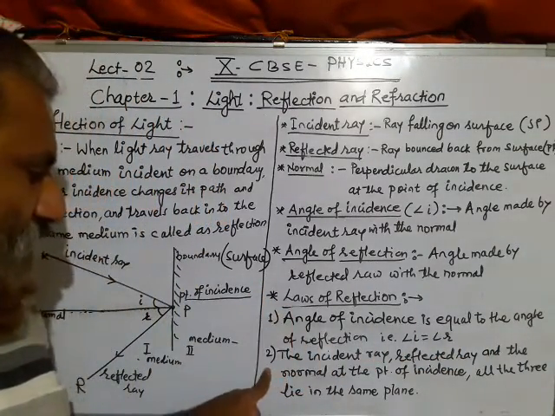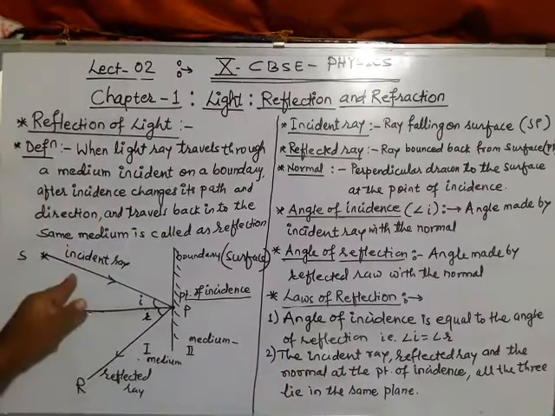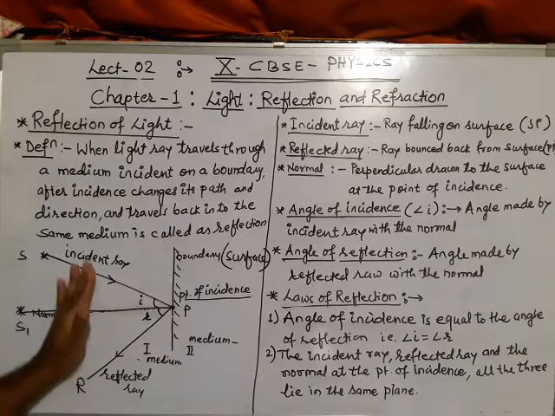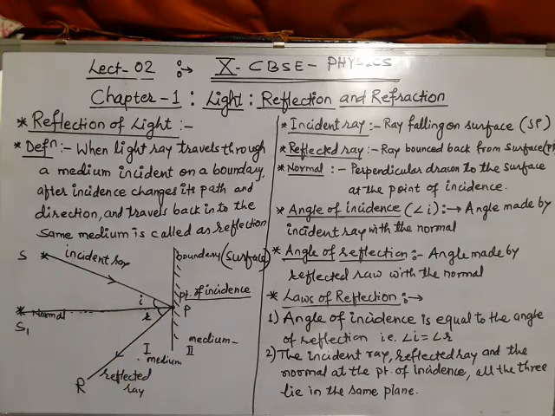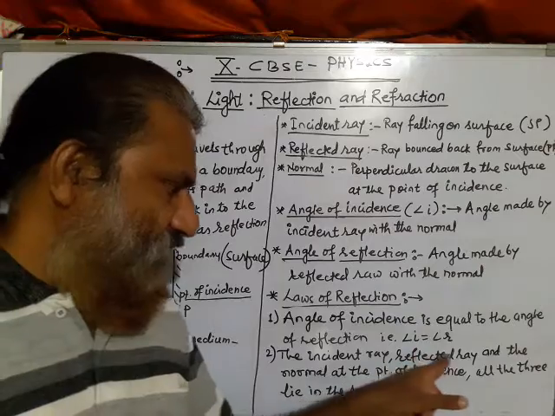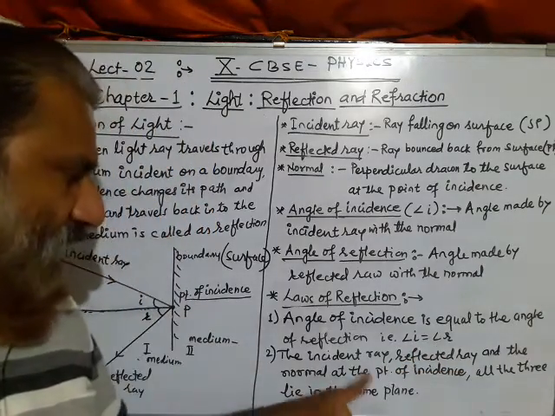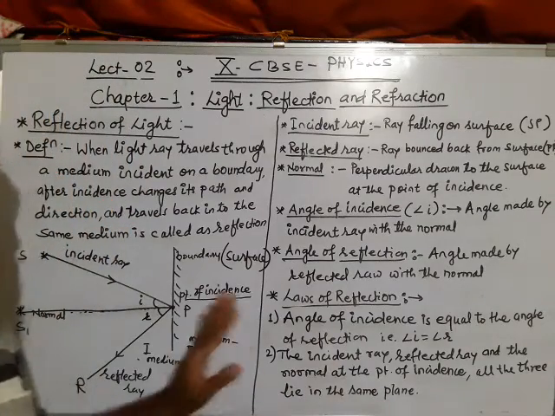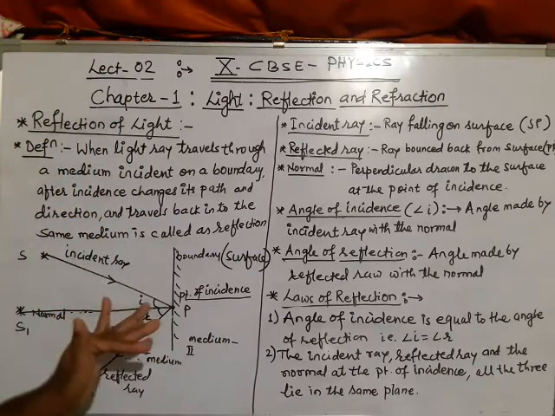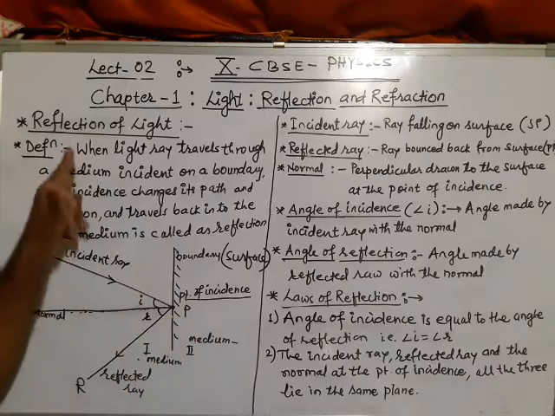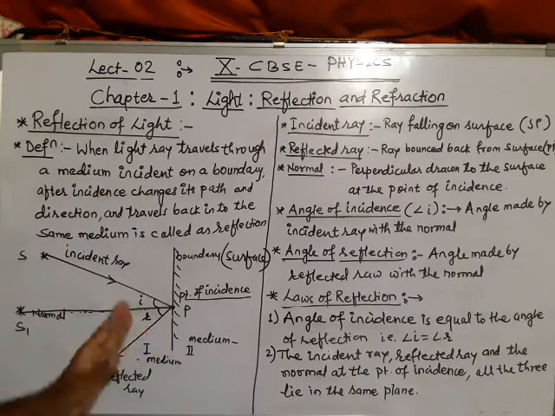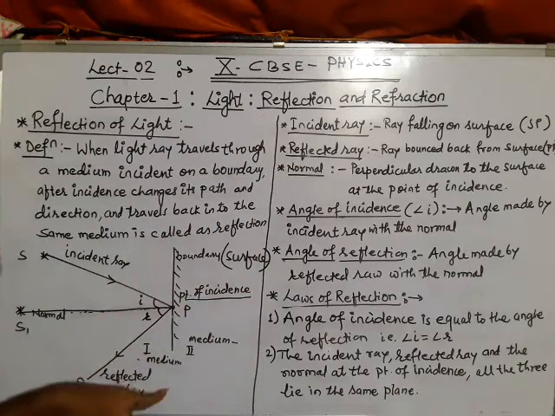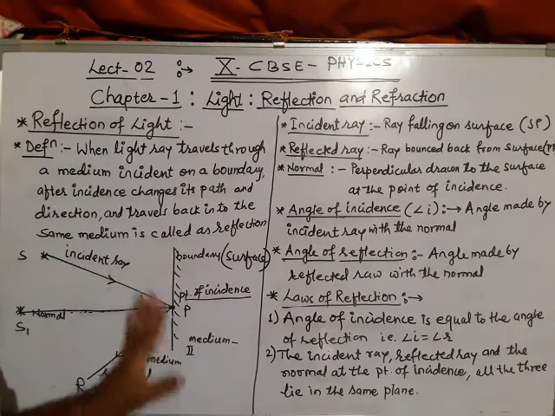Then look at the second law. The incident ray, the reflected ray and the normal, all three lie in the same plane. What is the second law? The incident ray, the reflected ray and the normal at the point of incidence, all three lie in the same plane. So students, this is about reflection of light, the laws related to it, and some important terms related to reflection of light from a surface.